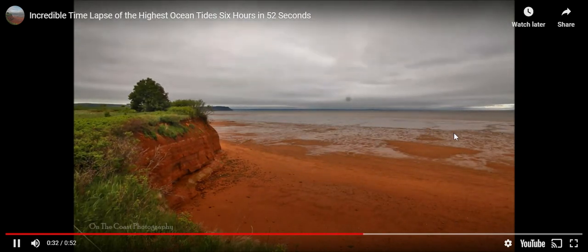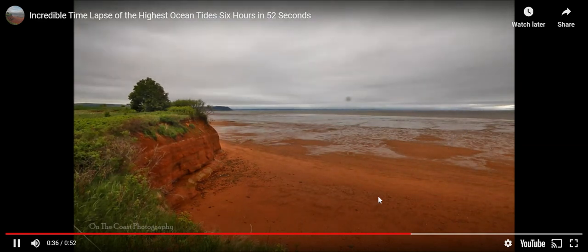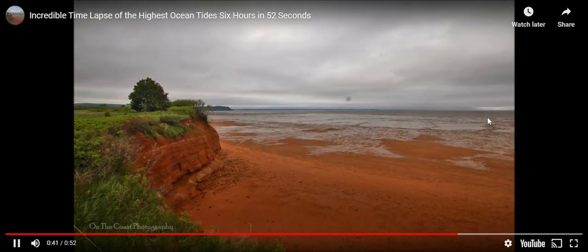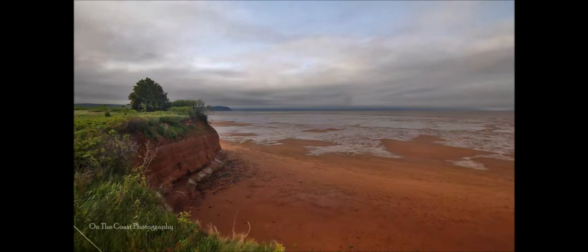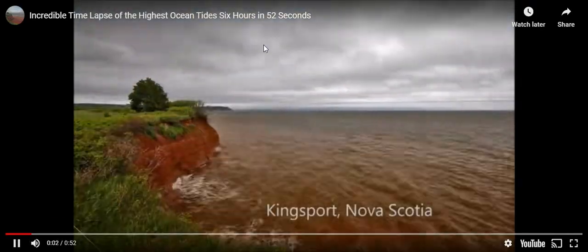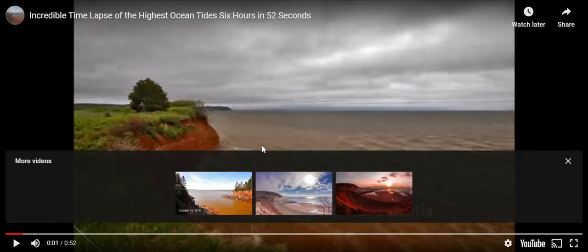Are they going to re-show it coming back in, or is this all we got? Oh my gosh, it keeps going out. That's crazy. So this was 6 hours, 52 seconds. So 6 hours would have been the difference between the highest tide and the lowest tide. Nice little solid video.